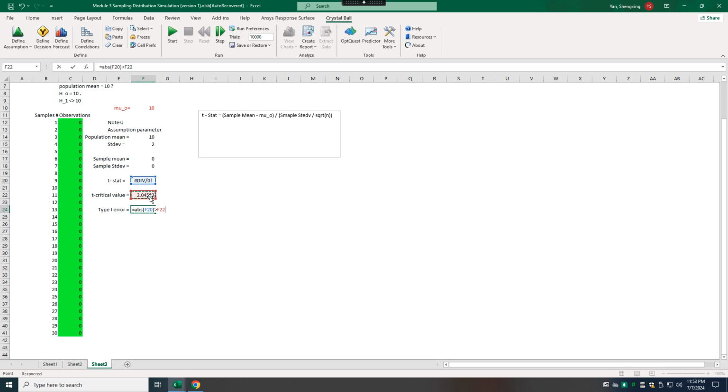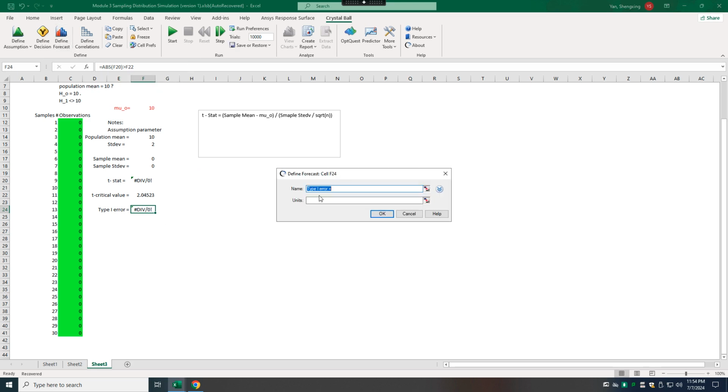That means the t-statistic is outside of the 95% region on the bell shape. Alright. Now we can define the forecast on the cell.